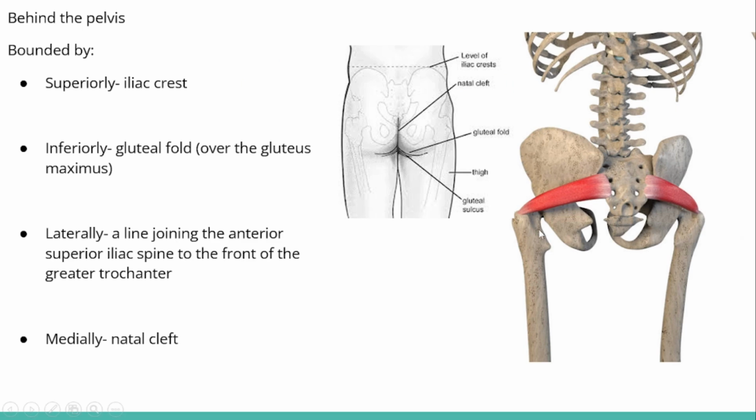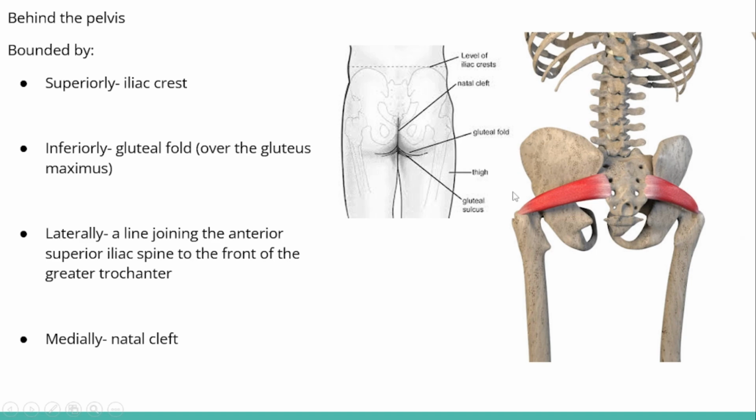Actually, it is located behind the pelvis and is bounded superiorly by the iliac crest and inferiorly by the gluteal fold. Now, this gluteal fold is not the inferior margin of the gluteus maximus muscle. Gluteus maximus actually goes obliquely towards the lateral aspect.